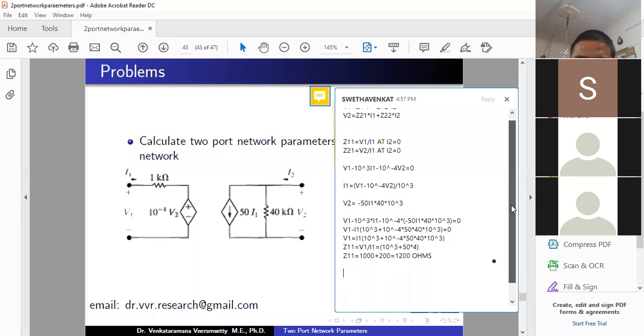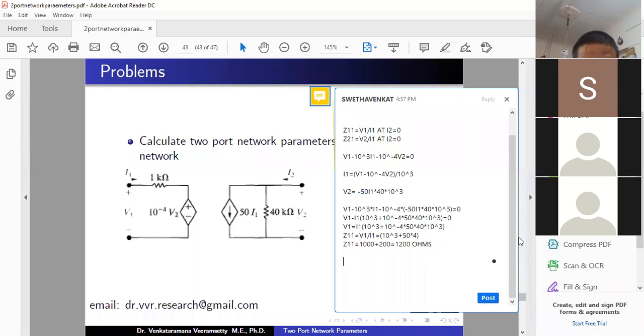Now friends, my question is how do we calculate Z21? We did the analysis. From this analysis, can anyone tell me how we can calculate Z21? Z21 equals V2 by I1, as written here. Can anyone tell me the value of Z21?